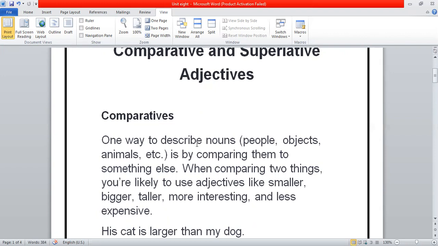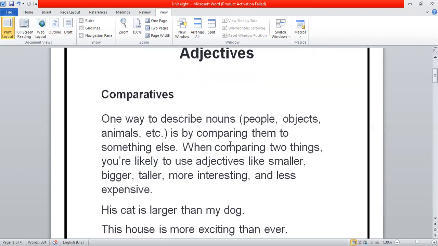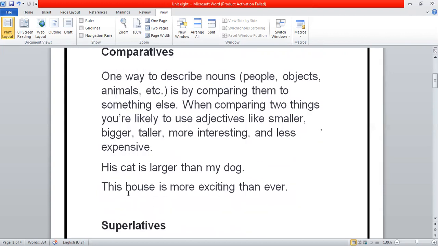you are likely to use adjectives like smaller, taller, more interesting, less expensive. For example, when I say, his cat is larger than my dog. This house is more exciting than ever. So I have here two different ways. In the first one, I put ER for the adjective, like smaller, taller.